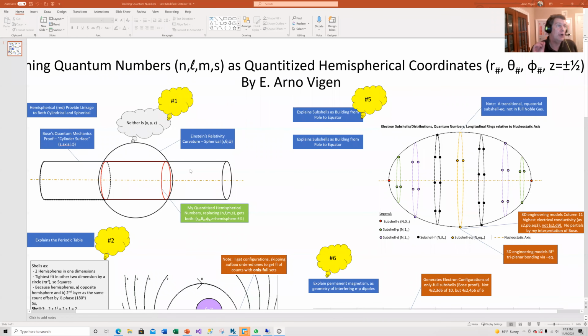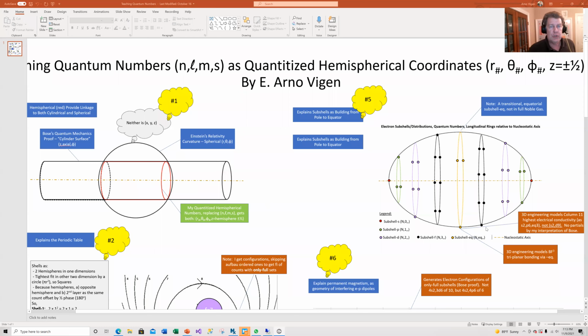I'm going to teach you a new way of looking at quantum numbers as quantized hemispherical coordinates. That is, instead of it being an N, L, M, and S, I want you to think of this as your radial number, your inclination or latitude number, and then your phi, followed by which hemisphere you're in. That would be an N.